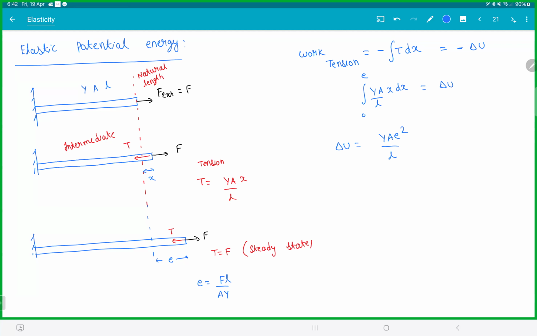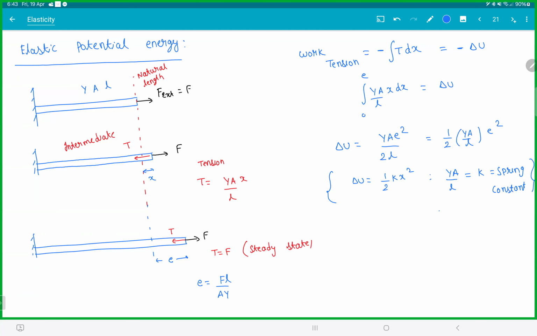Now you can adjust this to L. There are multiple ways you can write this. You can write this thing as 1 half Y A by L into E square. If you see, this kind of looks like delta U is equal to half K X square, isn't it? So that Y A by L actually behaves like a spring constant. That is the easiest way to remember the formula.